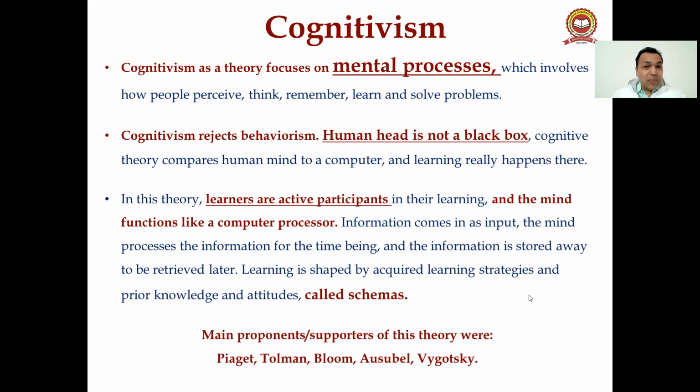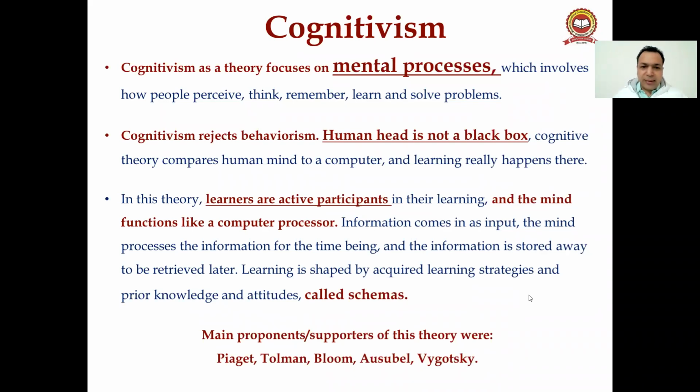Right? अब क्या था? Behaviorism में क्या था? Teacher is active. Whatever teacher says, the student has to obey. Now, learners are the active participants in their learning, and the mind functions like a computer processor. Information comes in as an input. The human mind processes the information for the time being, and the information is stored away to be retrieved later.